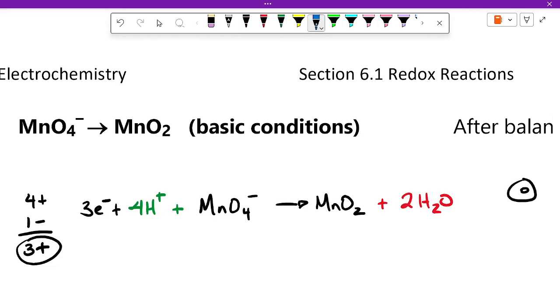How much OH do you add? 4, because you need to neutralize all the hydrogen. So if you have 4 hydrogens, you need 4 hydroxides to neutralize the 4 H's. Yes, start from an acidic solution. Okay, so you do steps 1 through 4 in acidic, and then you turn it to basic. So start by balancing in acidic with your waters and your hydrogens, and only after it's balanced in acidic will you turn it into basic.